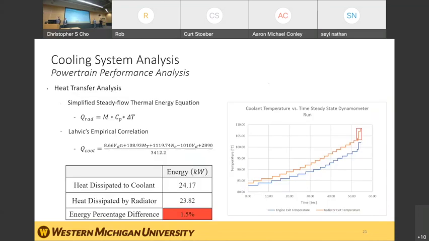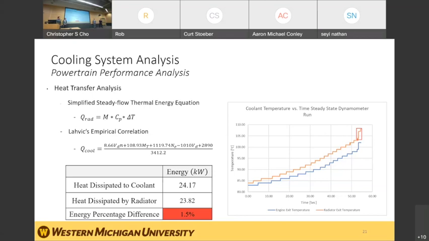So in the past, the vehicle's cooling system was not analyzed much. There is not much recorded data on this, so it's something we wanted to look into. So here we have 2 minutes of data collected during on-track testing, which was used to calculate how much heat was dissipated by the radiator.